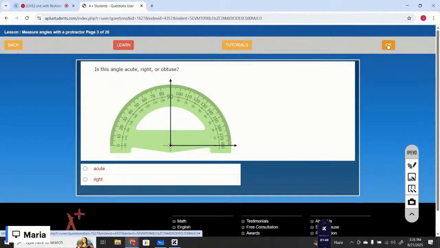Is this angle acute, right, or obtuse? That is exactly the right angle because it measures 90 degrees. Option number 2 is the correct option. Right angle it is.